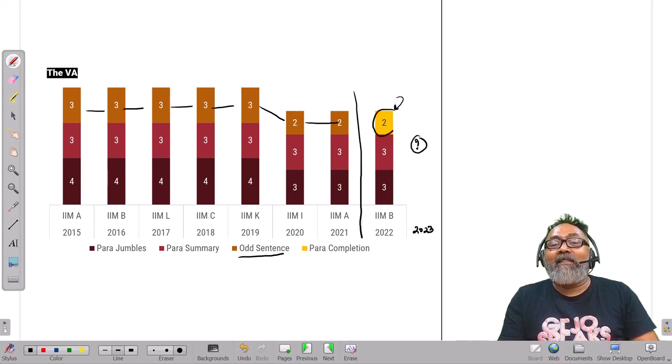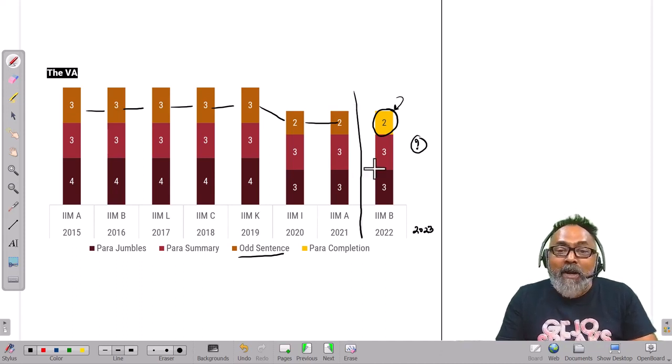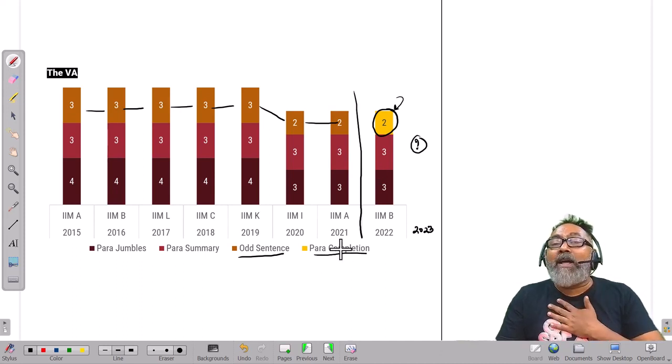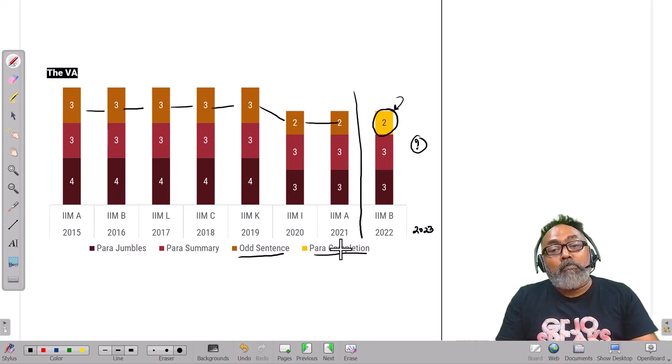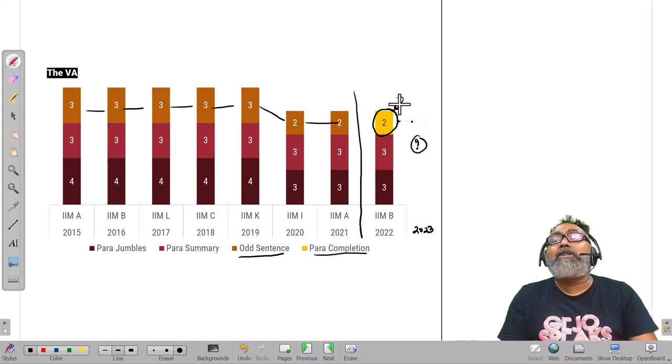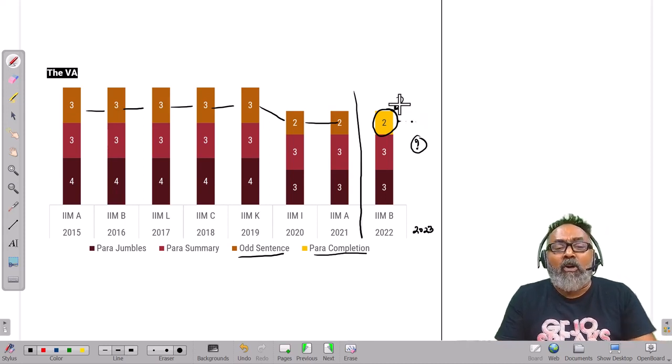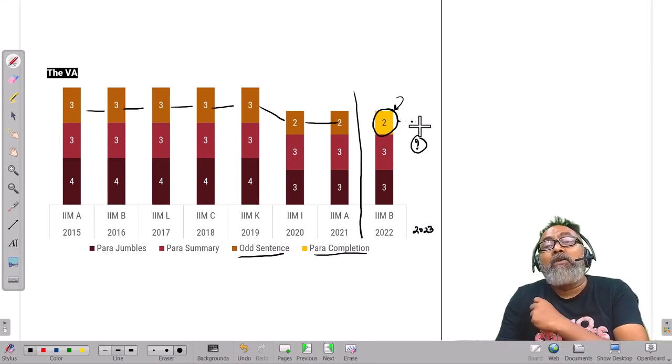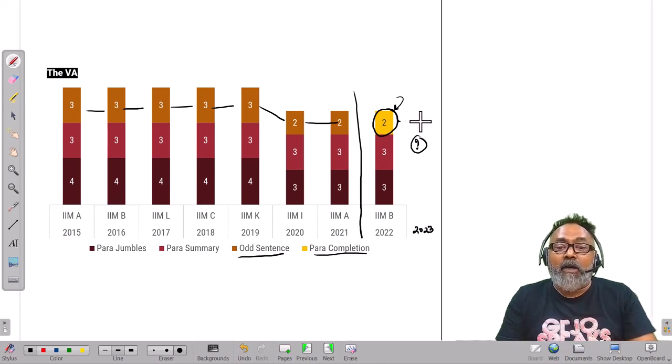Very likely that if they have made the change, they would have had a reason as to why they made this change. It can't be random. It would be some specific reason. Maybe that question is not really helping them in some way. I don't know what the reason is. Maybe they have found a better kind of question in paragraph completion. No clue. I'm not privy to such information. But it's very likely that this paragraph completion is going to continue, but we need to understand how to read odd sentence. What if a completely new kind of question regarding paragraphs is asked, right?